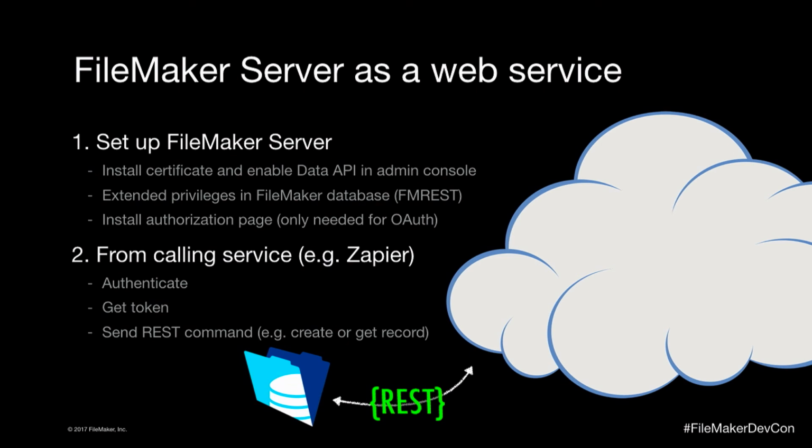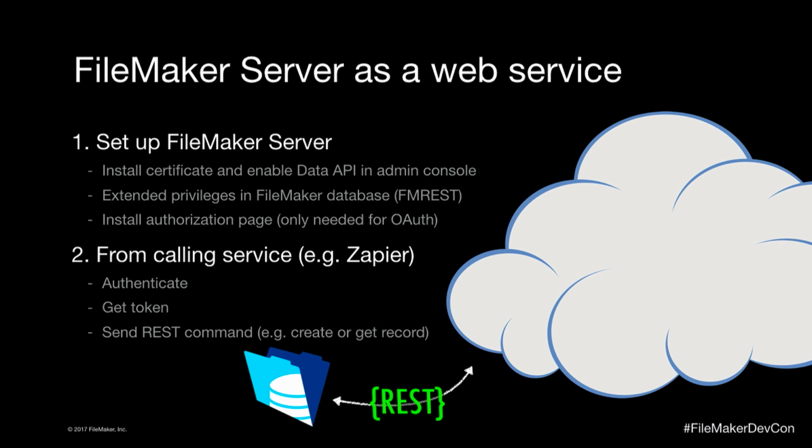Setting up FileMaker Server, you need to have a secure certificate. You need to be over HTTPS. You enable the Data API in the admin console. Each database that needs to be accessed needs to have the FM REST extended privilege set for it. I'm not going to go into the detail about all of this, but I'll show you. And if you are using OAuth, you also need a gateway page, which I'm not going to get into either.